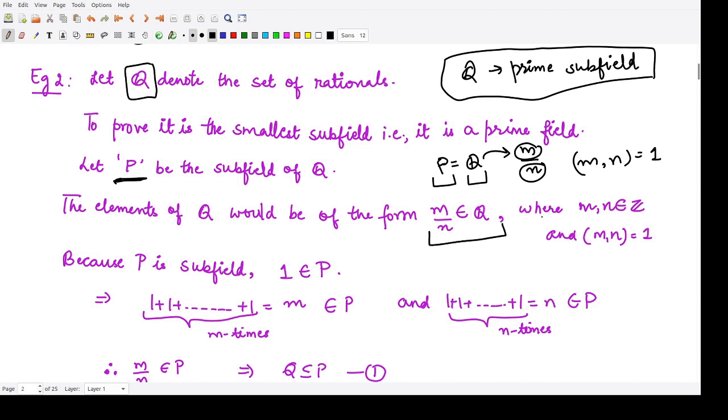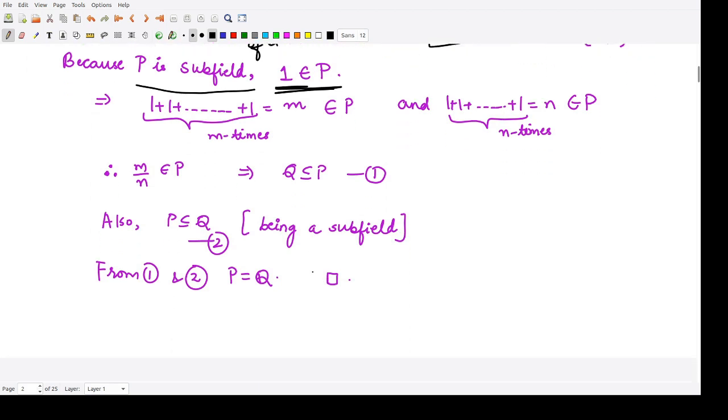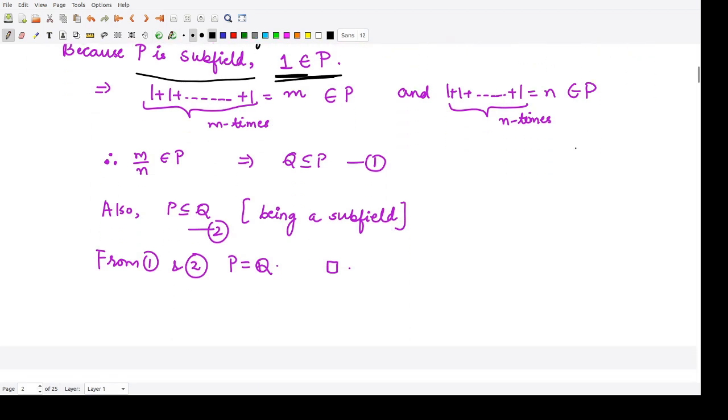So how can we denote the elements of P? Because P is a subfield of Q, it would have the multiplicative identity within itself. So its multiplicative identity is 1. So how can we write m? M can be constructed by adding 1 how many times? M times. So when you add 1, the multiplicative identity, m times, you will have the element m which is present in P, because 1 is present in P and P is a subfield.